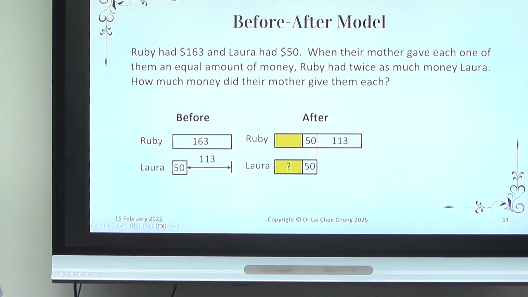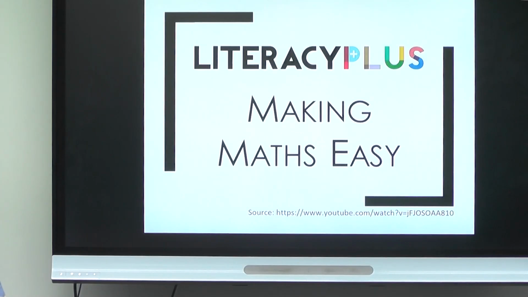All right, so I just give you the answer here. That's quite straightforward already. Am I right? I don't know about that one there, so I just put a question mark there. Question mark plus 50 is 113, so I can work out how much money the mother gave to each one of them. Okay, I show you this one.